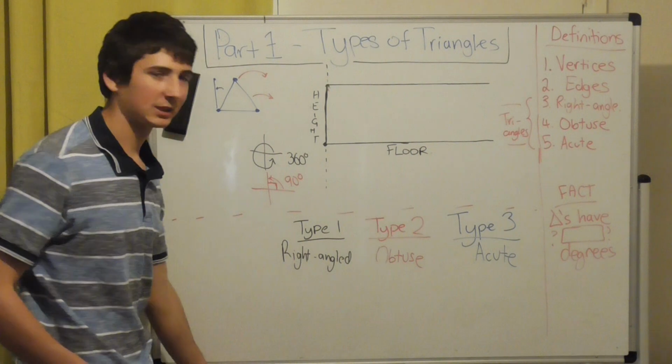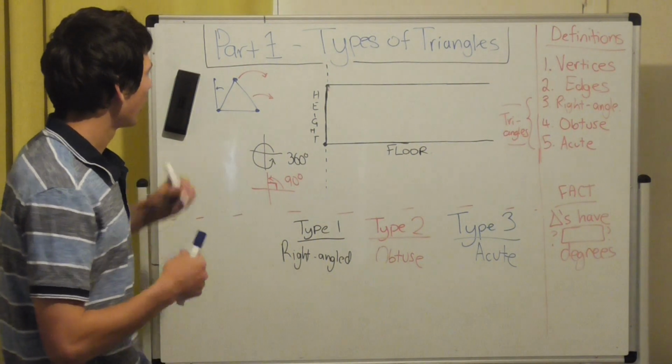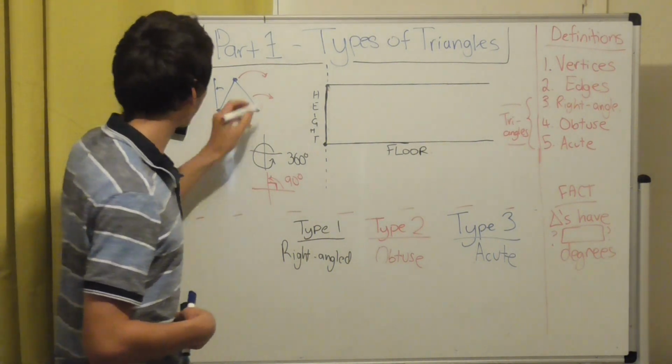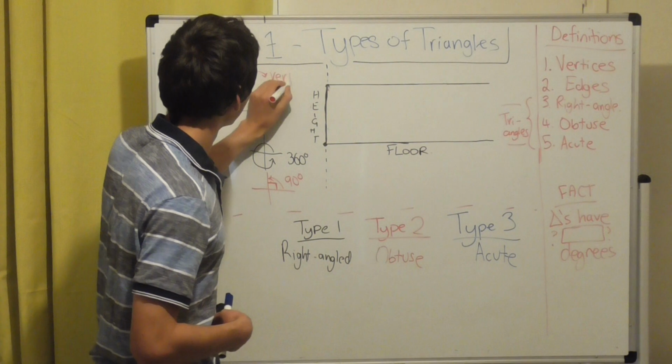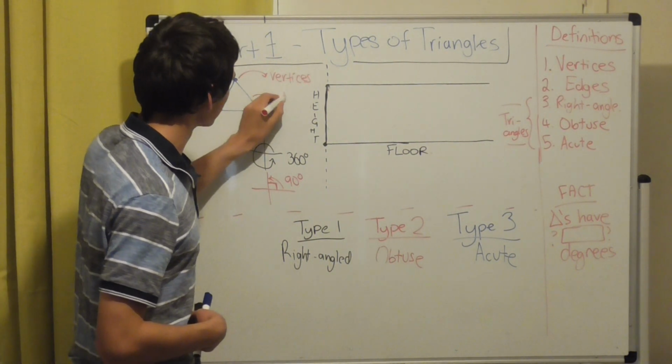First of all, some housekeeping. I just need to tell you that these points, we don't call them points in a triangle, we call them vertices. And these lines we call edges.